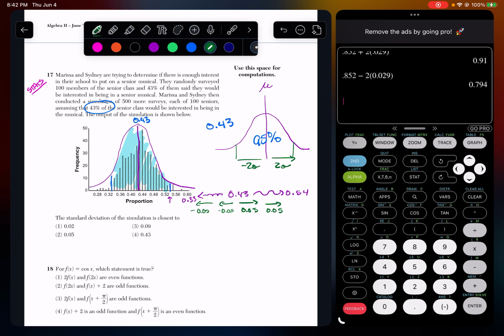Now looking at my answers, number 4 is a distractor because that is our mean. That is not the standard deviation. Number 1 is too small. If I only went 0.02, I would need to fit 95% in a range like this. That's not enough to fit 95%, too small. If I went 0.09, I'm going to end up with a range that's too big. I'm going to have 100% of my responses. So that's also an incorrect response.